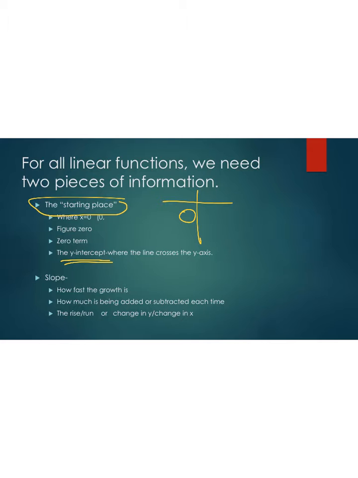And the slope talks about how fast the growth is. So it's always going to be rise over run. How fast it goes up for how far it goes over, or how fast it goes down for how far it goes over. How much is being added or subtracted each time. Those are all ways of thinking about the slope. But once we have the slope and the y-intercept, then we can put it in the equation.